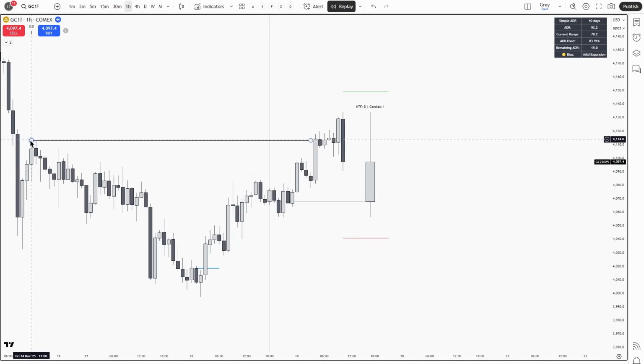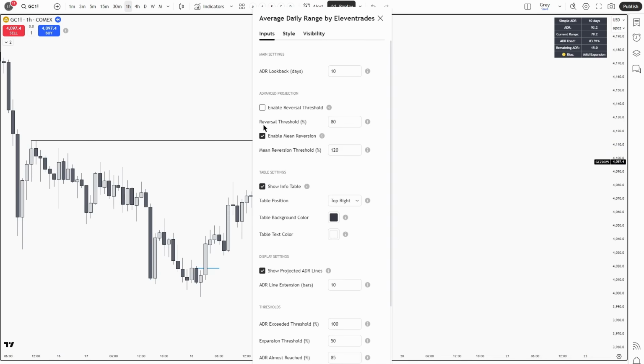So now that we are manipulating this high and starting to reverse lower, the 10 AM candle was a reversal candle and we are not expecting much higher. So what we are going to do is enable the reversal threshold because we can see that now it is reversing off that high. So going into the indicator settings, I'm going to enable the reversal threshold.